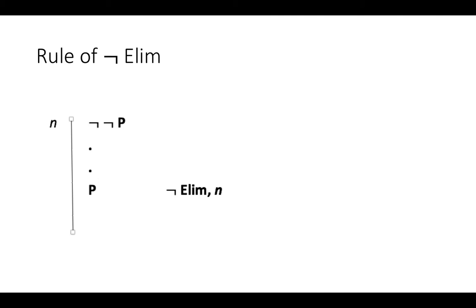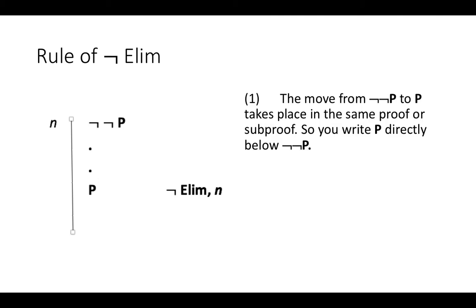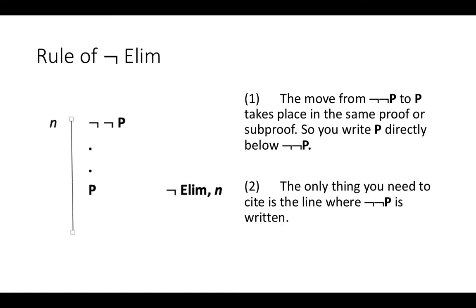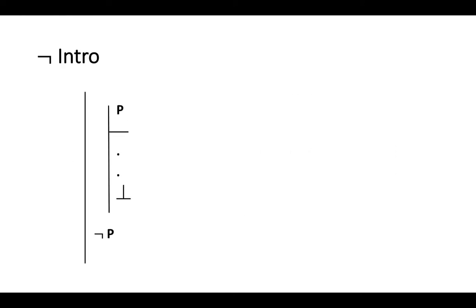Just a couple of things to note. First, the move from not not P to P takes place in the same proof or subproof. So you write P directly below not not P. And then second, the only thing you need to cite is the line where not not P is written. Hopefully that's all very intuitive. So let's turn now to the rule of negation introduction.